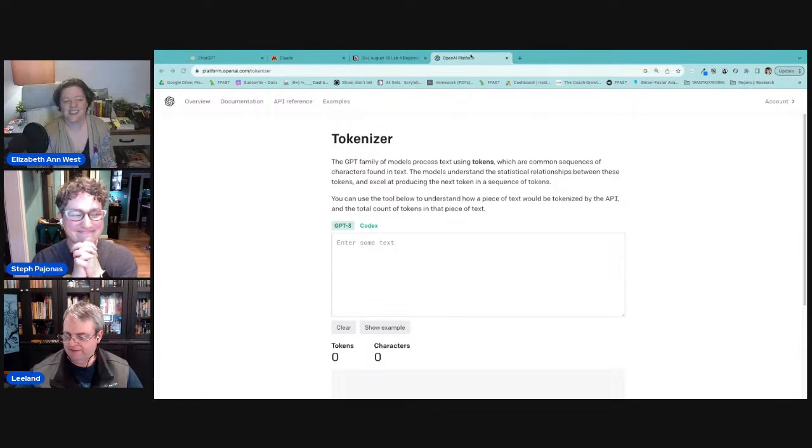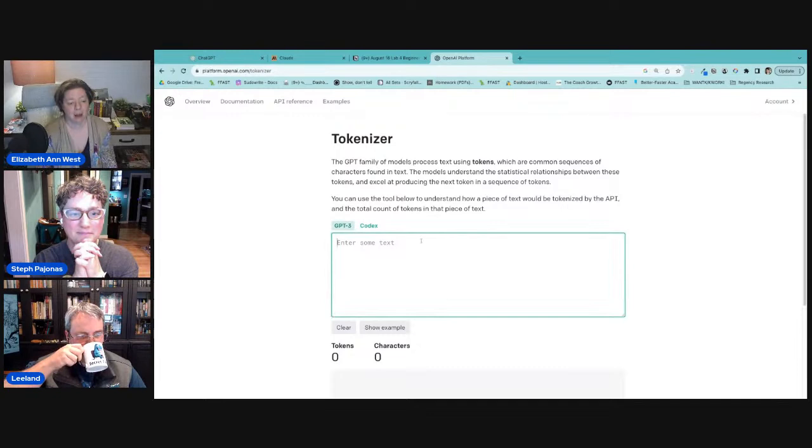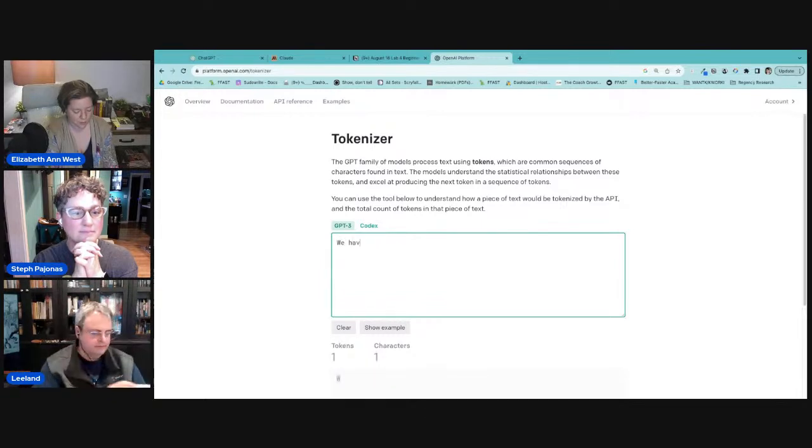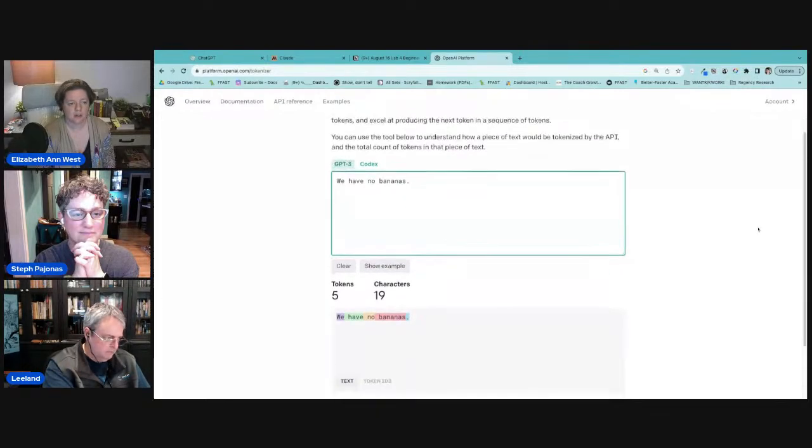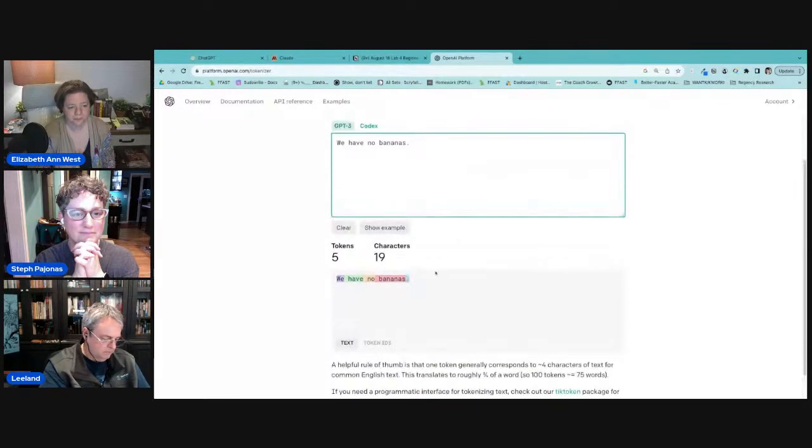Good, good. So what Leeland was just talking about, we know that a token is roughly about 4 characters. And so this is a trick that I show a lot of times. We could go with, we have no bananas, for example. And we can see down at the bottom that this is 5 tokens. We is a token, have is a token. I'm going to scroll down just a little bit so you guys can see a little bit better. No, and bananas, and a period is actually a token as well. All of your punctuation marks are a token.